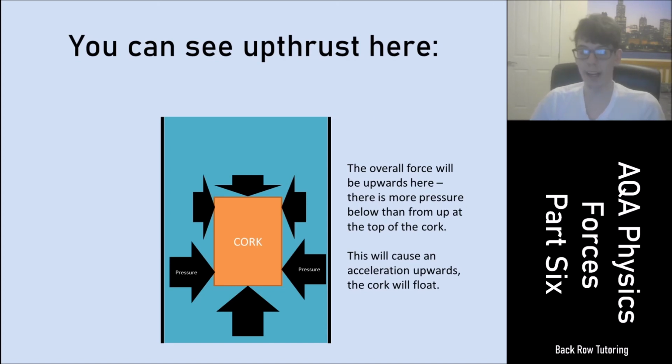If you've got this cork here in a test tube, you can see that the overall force will be upwards, and this is because there is more pressure below than at the top of the cork. This will cause an acceleration upwards. The cork will float. Now, the reason that there's more pressure on the bottom end of the cork is because it's deeper in the water. There's more weight of water acting on those particles of water at the bottom than there is on the top, because it's deeper. So that means the pressure which the cork experiences from the water is greater at the bottom than it is from the top. And if the pressure is greater at the bottom, then it will force the cork to go upwards.